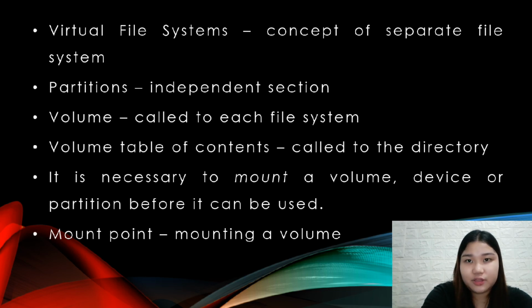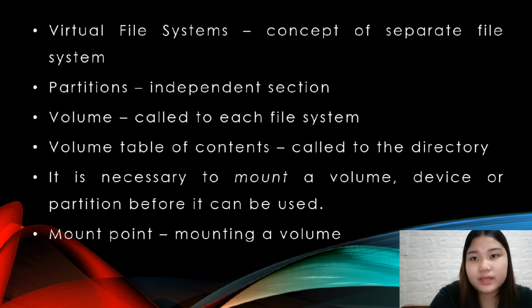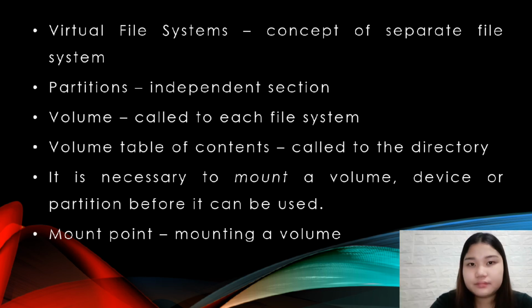So let us proceed to the volume, which is called the file system. In computer data storage, a volume or logical drive is a single accessible storage area with a single file system. Another one is the volume table of contents. It is called the directory and is the list of files on a disk. That is why it is necessary to mount a volume device or partition before it can be used.